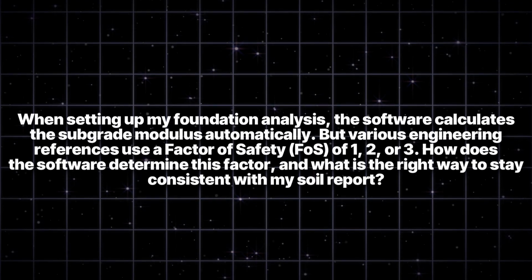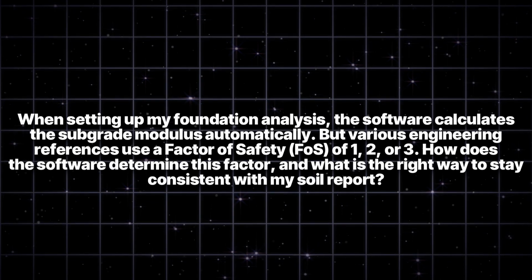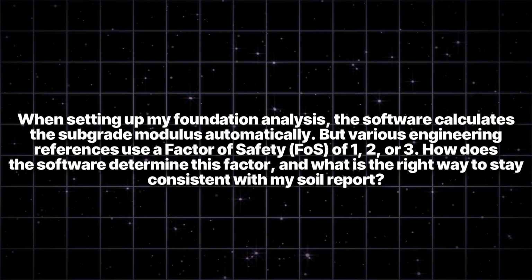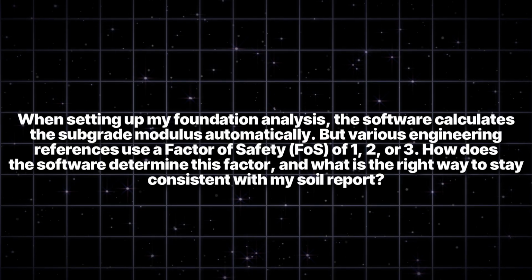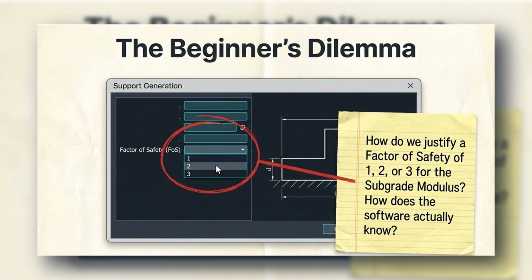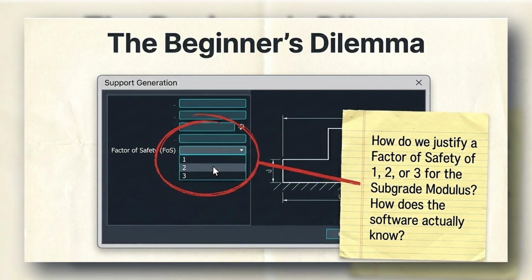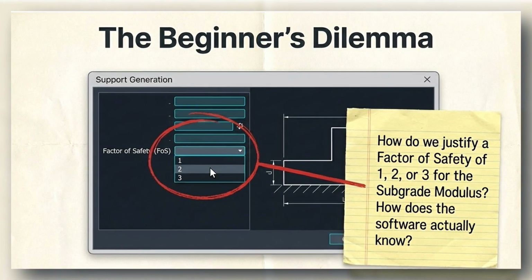When setting up my foundation analysis, the software calculates the subgrade modulus automatically. But various engineering references use a factor of safety, let's say 1, 2, or 3. So how does the software determine this factor? And what is the right way to stay consistent with my soil report?